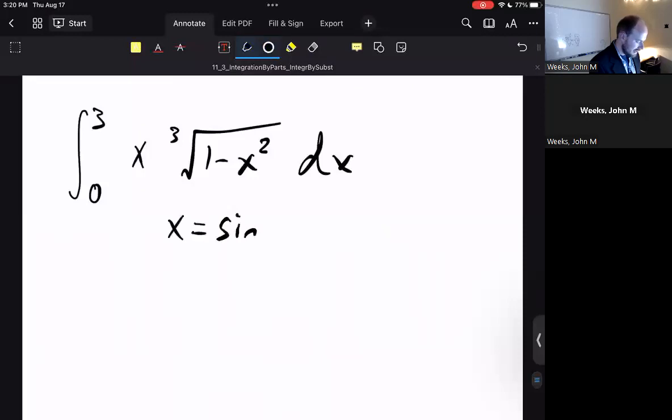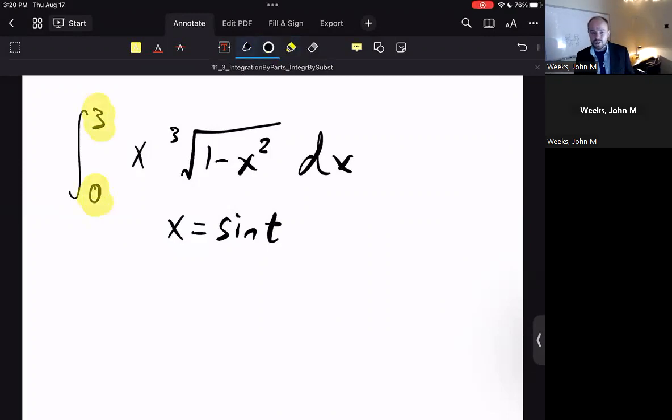So here we have x equals sine of t. All right, and we could go through and find out what dx is going to be, cosine of t dt, past that point. But the issue is going to be what? Has anybody spotted it yet? It's going to be in trying to figure out what these limits become.